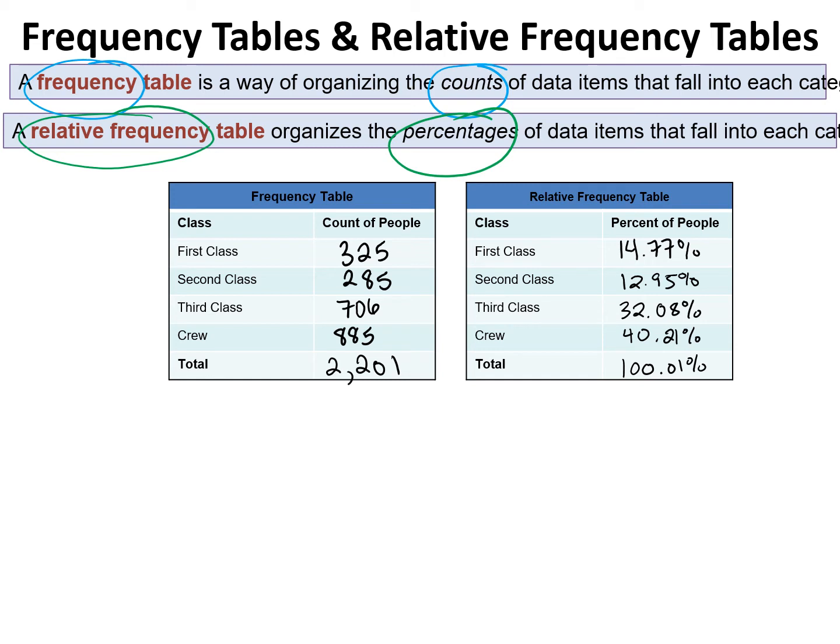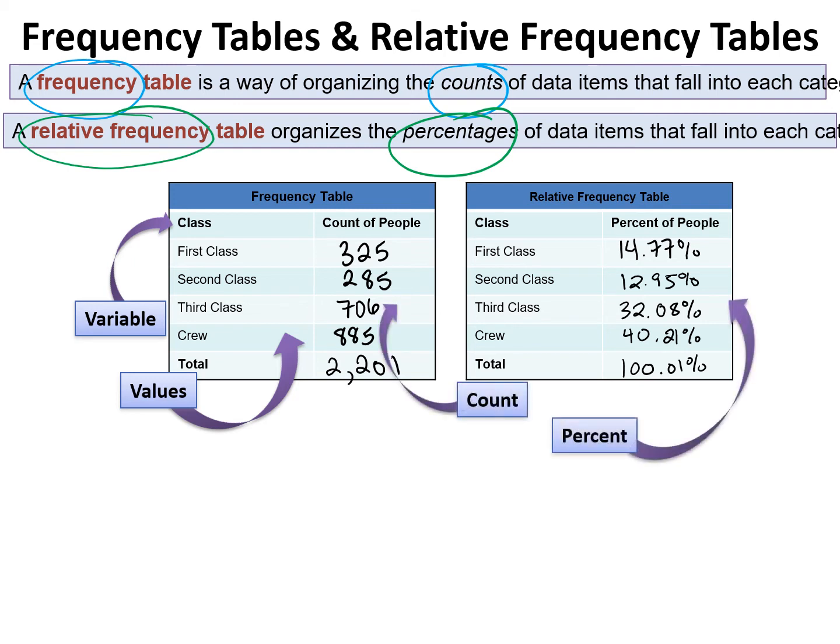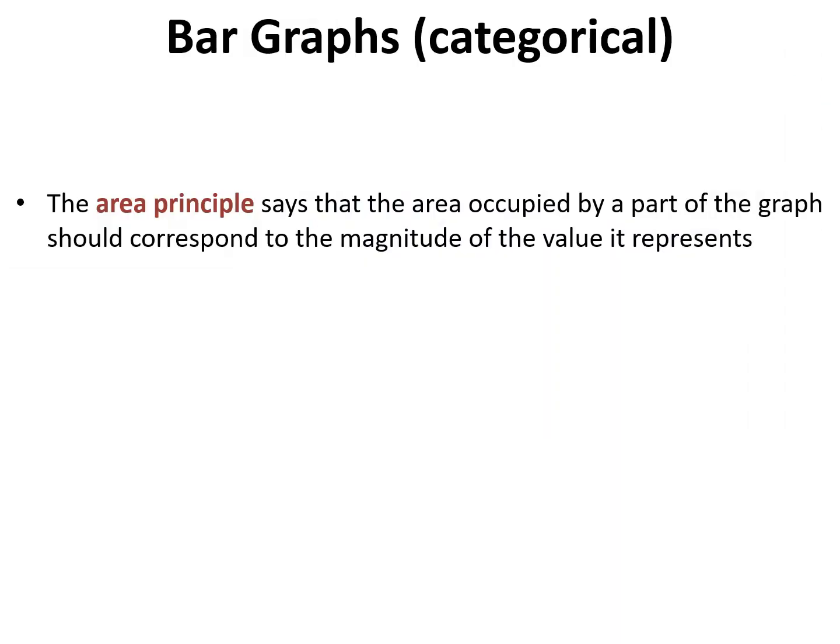So if we look at the 2 tables here, you can see I've organized the data from the last slide into both. So we've got our variable of class. I've got the values of both the counts and the percents. Now, specifically talking about categorical data, there's a couple different ways we could display it, and you've probably encountered these quite a bit in your life already.